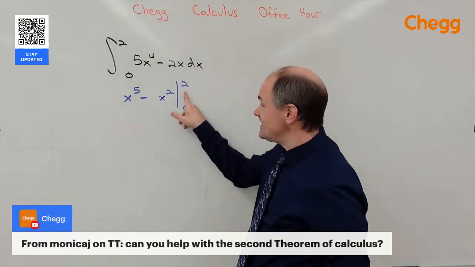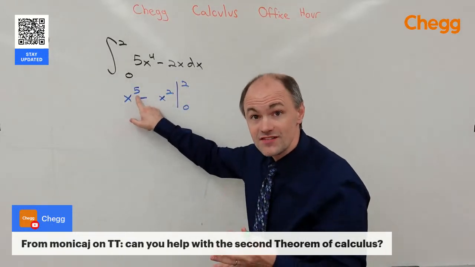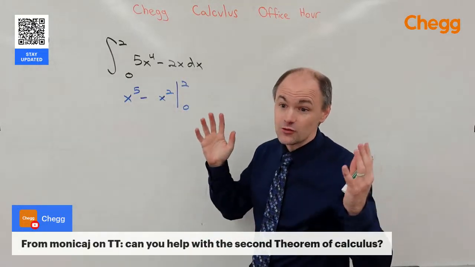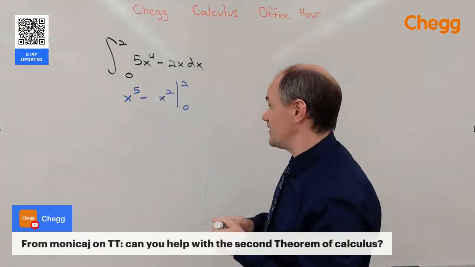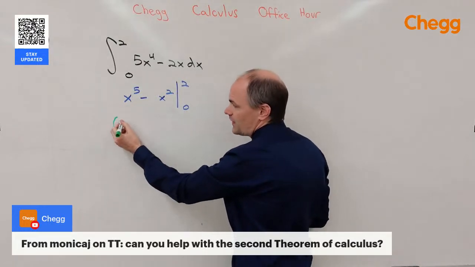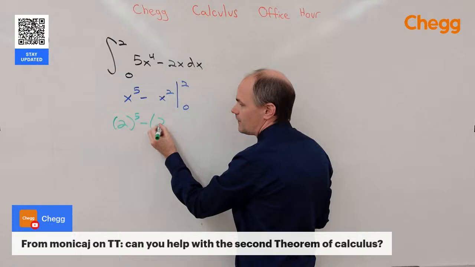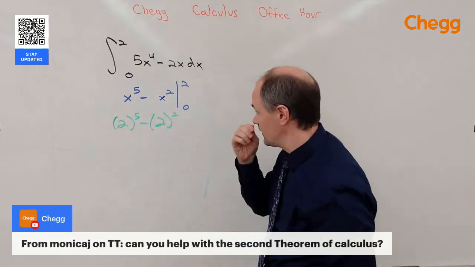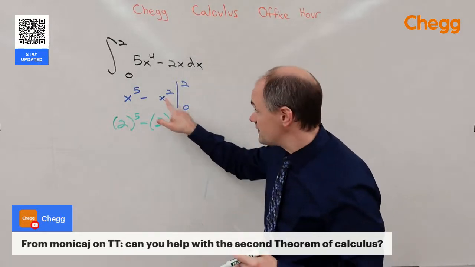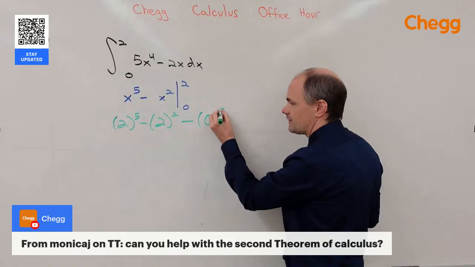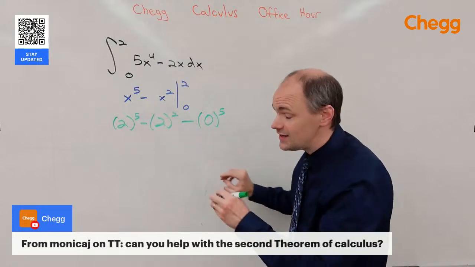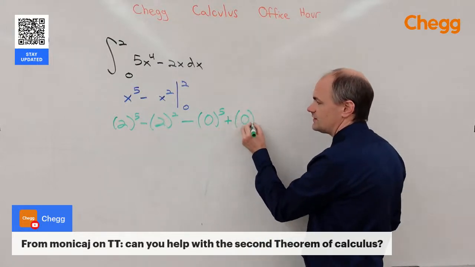The reason we don't do the plus c is when we plug the 2 in, we'll end up with a positive c. And when you plug the 0 in, you end up with a negative c. Plus c minus c, it goes away, so we don't worry about it if we have limits to our integration. So now I can plug the 2 into the x's. So we end up with 2 to the 5th minus 2 squared. And then we're going to subtract what we get when we plug the 0 in. Plugging the 0 in, we get 0 to the 5th. Now be careful here. Remember, we are subtracting. Subtracting a negative makes it a positive 0 squared.